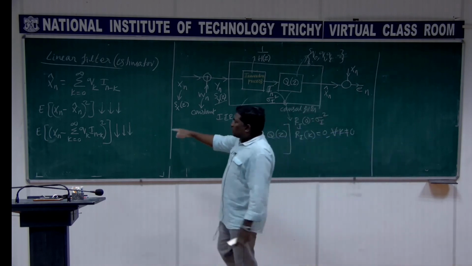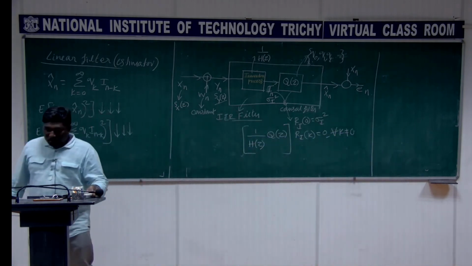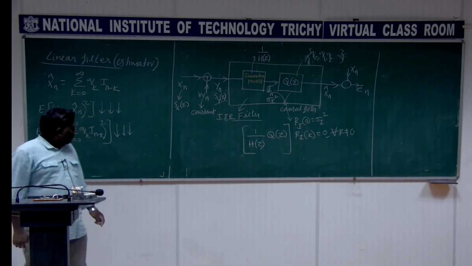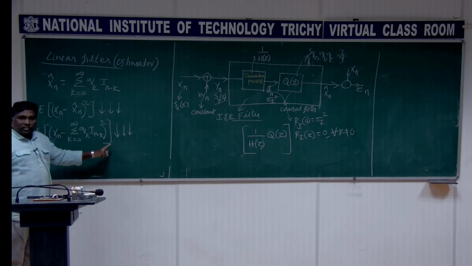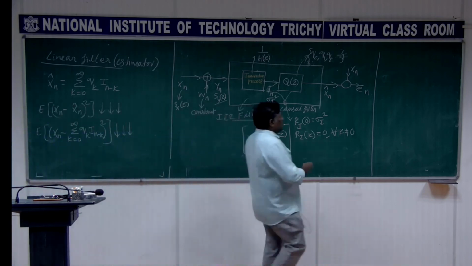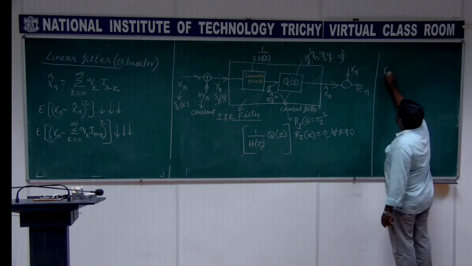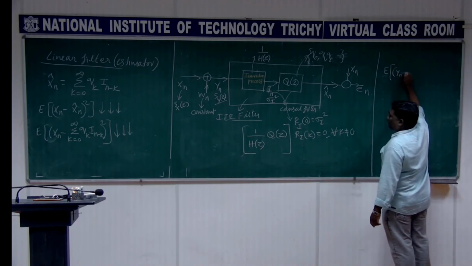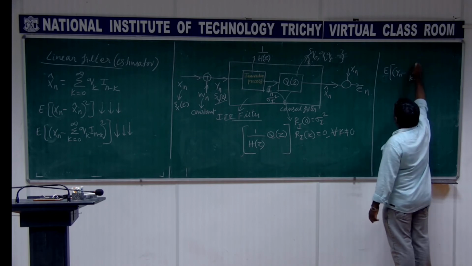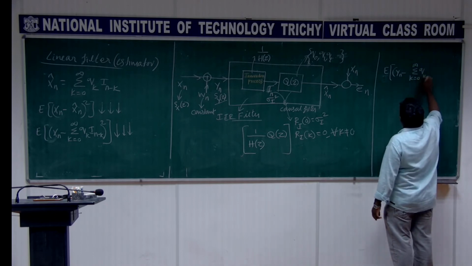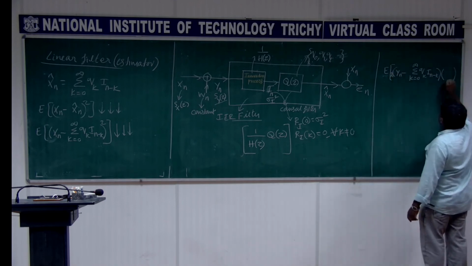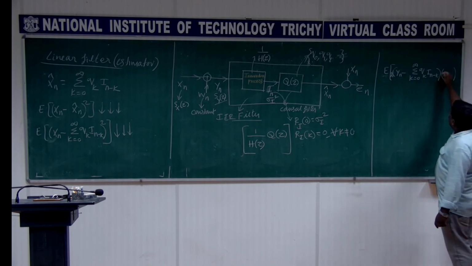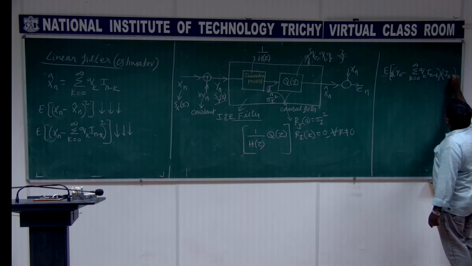So if I differentiate this one with respect to qk, some arbitrary qr, what does it get? 2 times this into the coefficient of qr, which is nothing but I n minus r. There only we are writing these characteristics here. So you get this expectation of yn minus sigma k equal to 0 to infinity qk in minus k, 2 times here, and then the coefficient of qr is minus I n minus r.